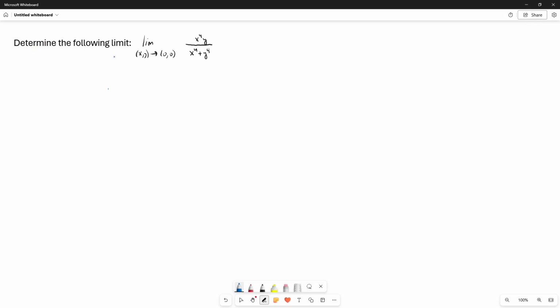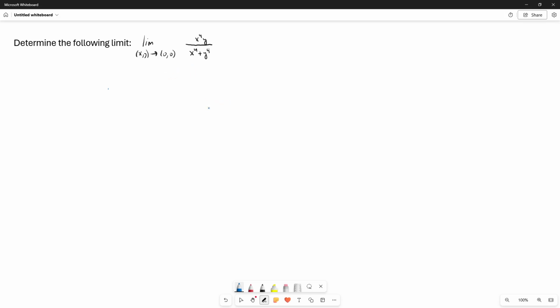Determine the following limit. The limit, as the variable point (x, y) heads towards the origin (0, 0), of the function x to the fourth times y divided by x to the fourth plus y to the fourth. Okay, so it turns out that this limit exists, and so different paths will all give the same result. So we're not going to check a whole bunch of different paths. Instead, we're going to give an argument that shows that this limit does exist using the Squeeze Theorem.